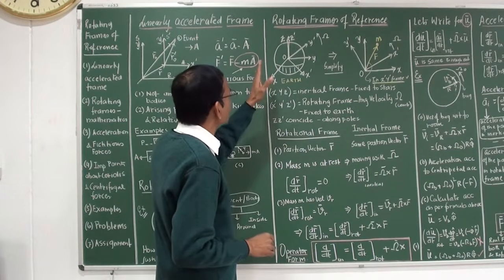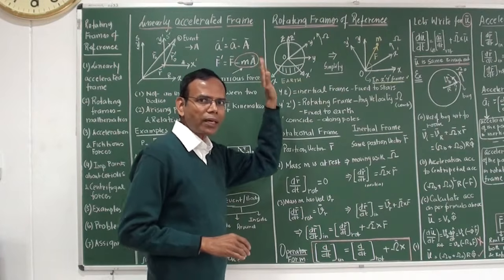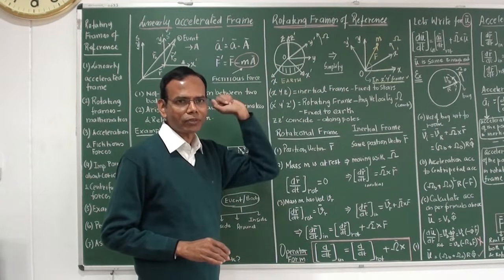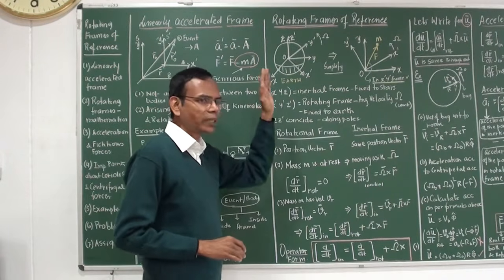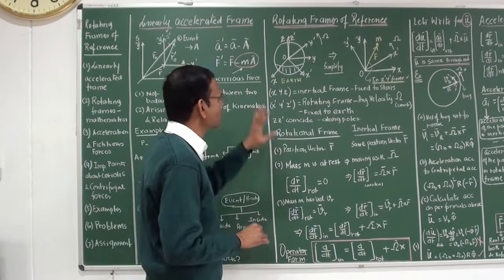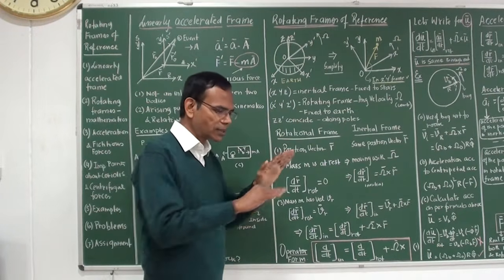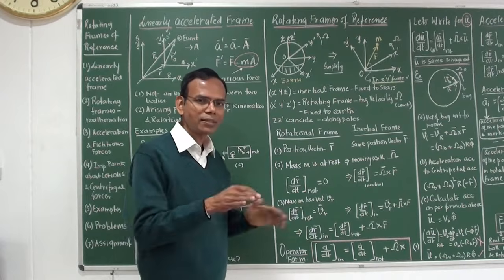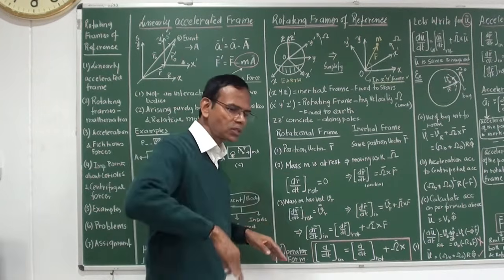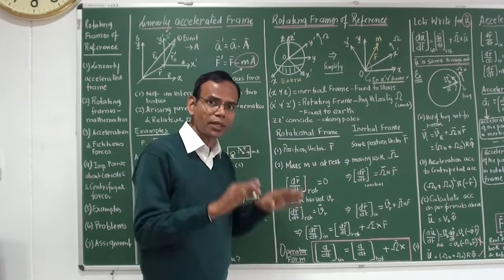Okay, so the rotating frames of reference, that is why I write rotating frames of reference instead of rotating axis, because here it is a frame, with which the axis is fixed, and that axis is rotating with the frame. The observer is in the frame.